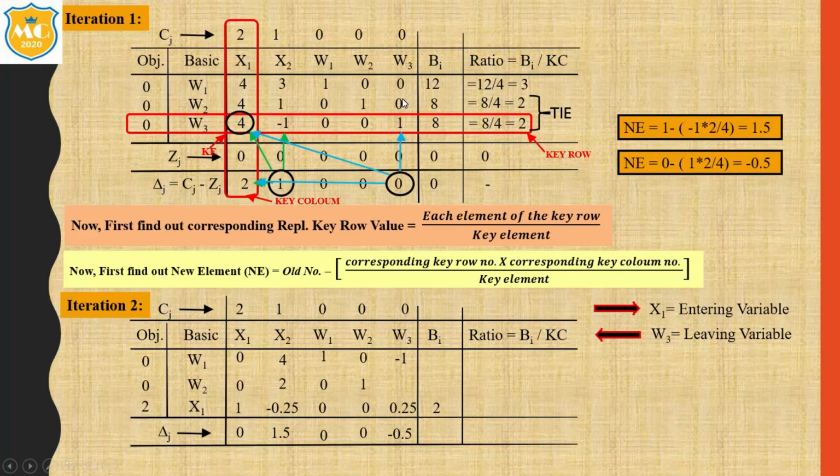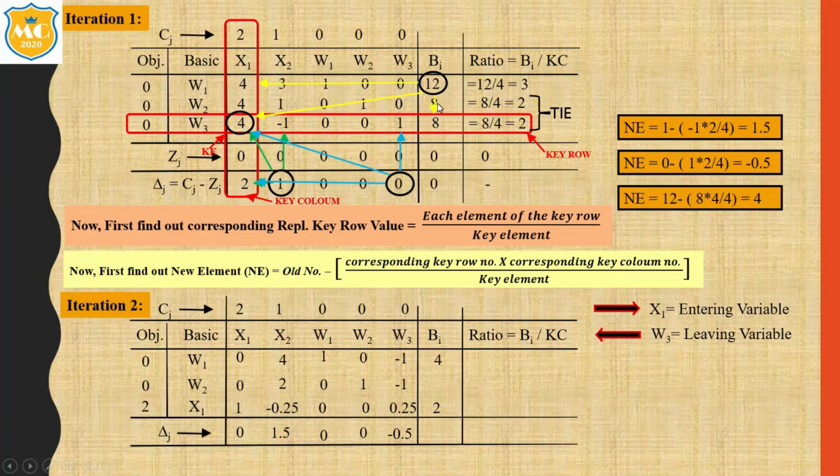Again 0 minus 1 into 4 divided by 4. So here again we get the minus 1. Next we have to find out this value. So here old number is 12, corresponding key row number 8, key column number 4 and key element number is 4. So 12 minus 8 into 4 divided by 4. So 12 minus 8 is equal to 4.